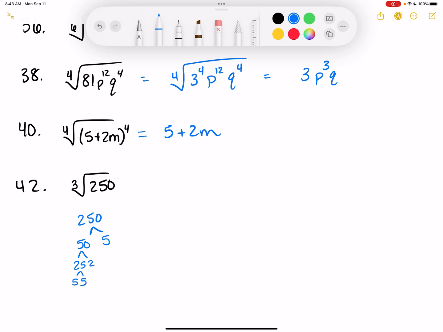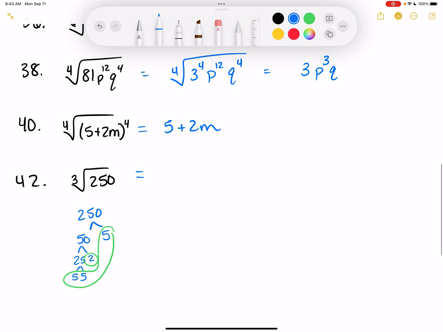52. Okay. So then I have a set of 5s that I can take out, and then I have 1, 2 left over. So I will have 5 and then the cube root of 2 left over. So we take out as much as we can, and then whatever's left we keep with our radical inside.